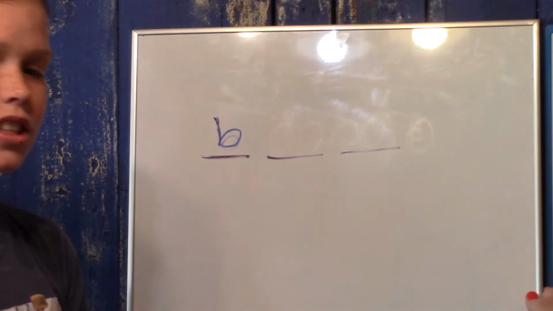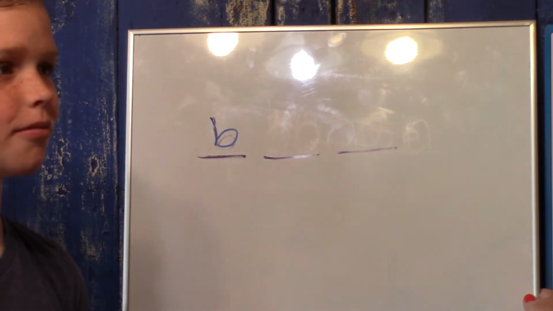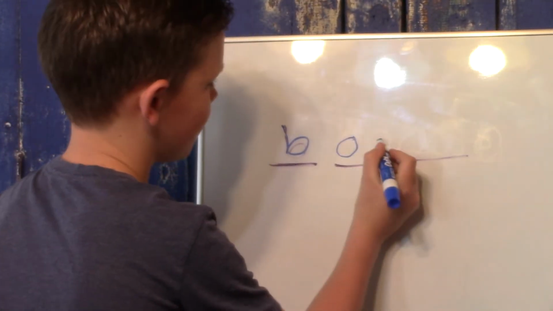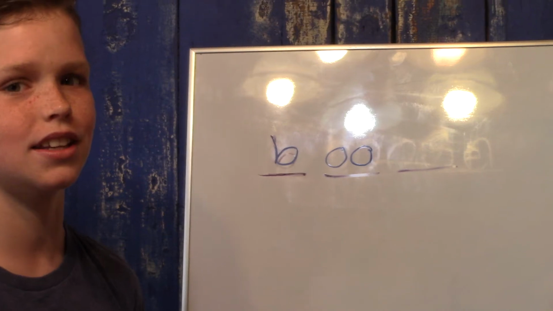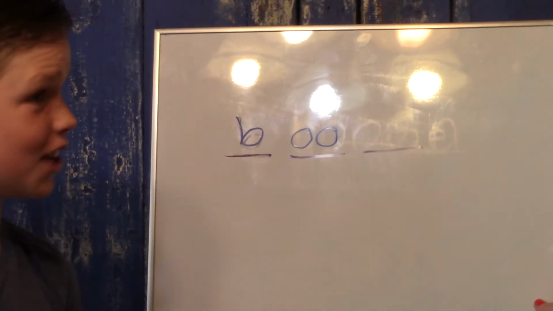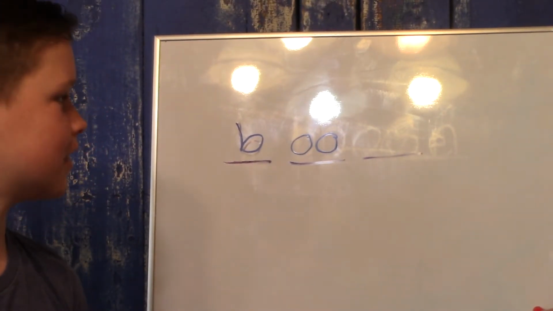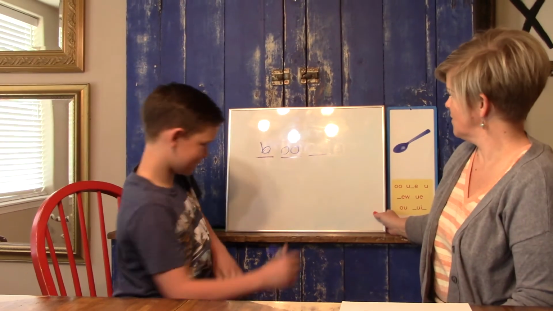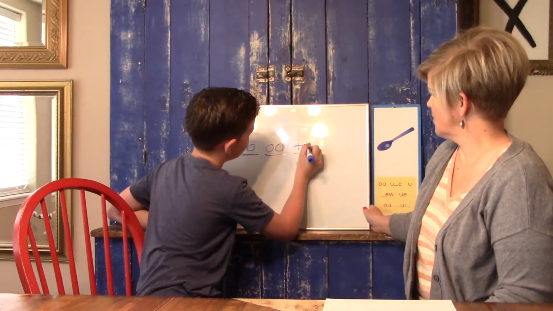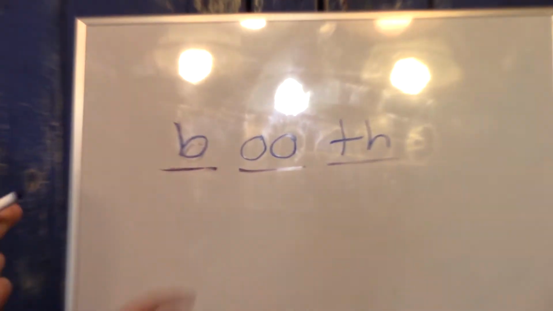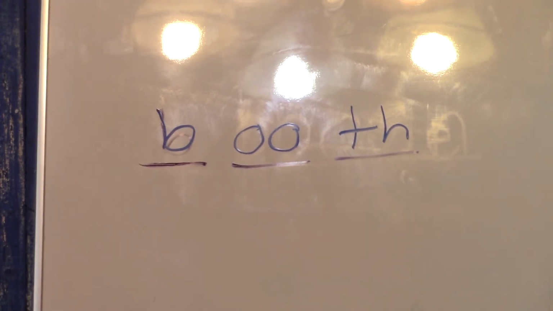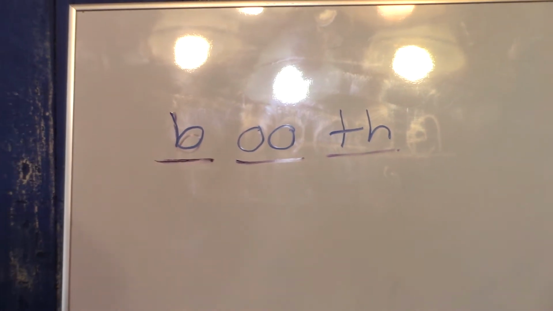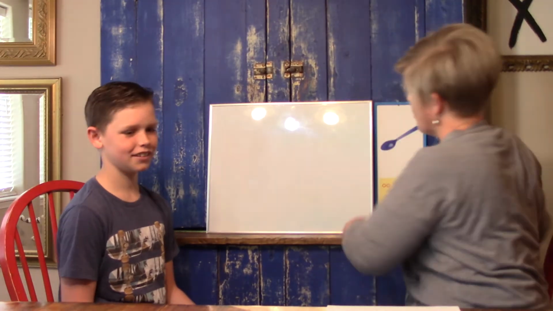Okay. What's the second sound we hear in booth? Ooh. And how do we spell ooh? O-O. Yes, 2 O's. The last sound we hear in booth is TH. Now, you guys probably remember, which spelling card is that? That's the thumb card. So we put the TH. So this is what your word should look like. Let's spell the word. B-O-O-T-H. Booth. Good.